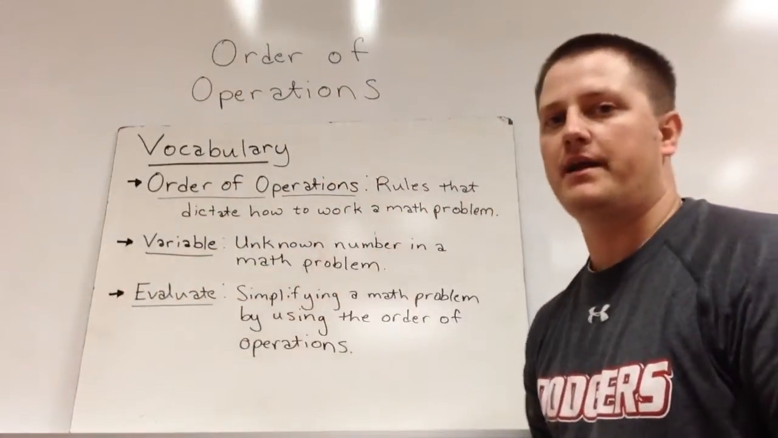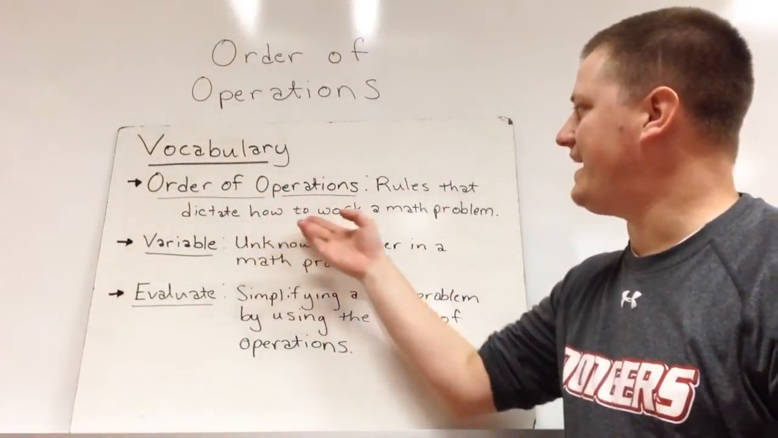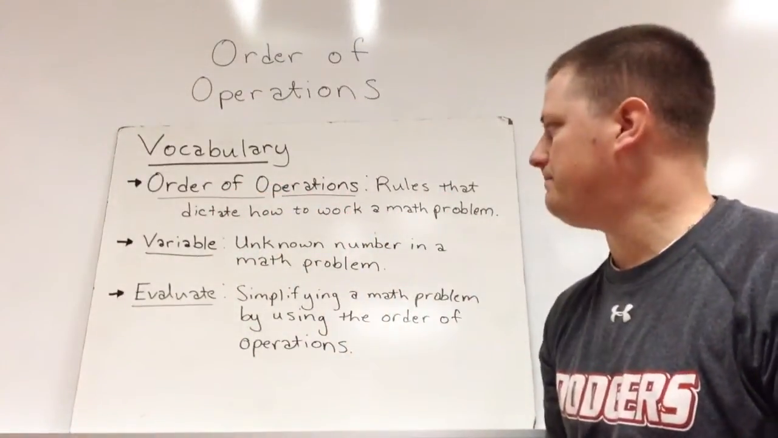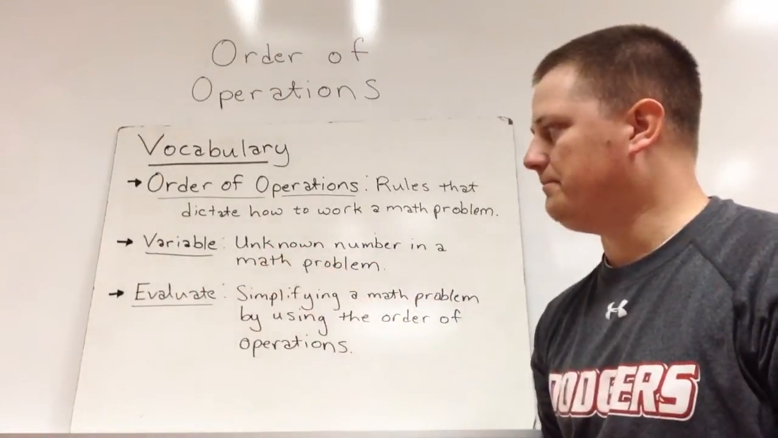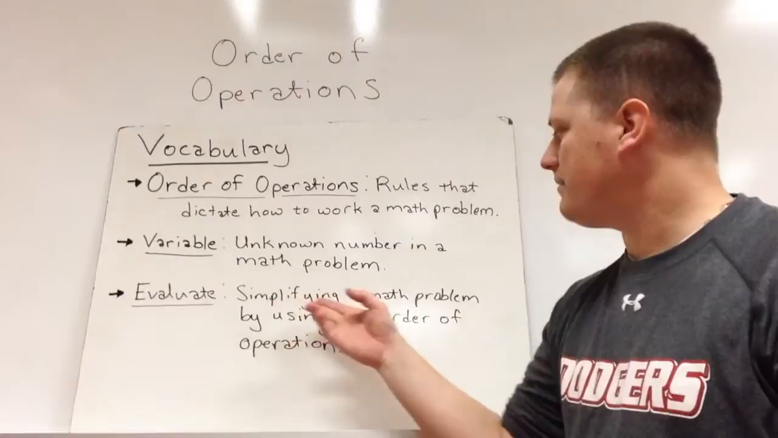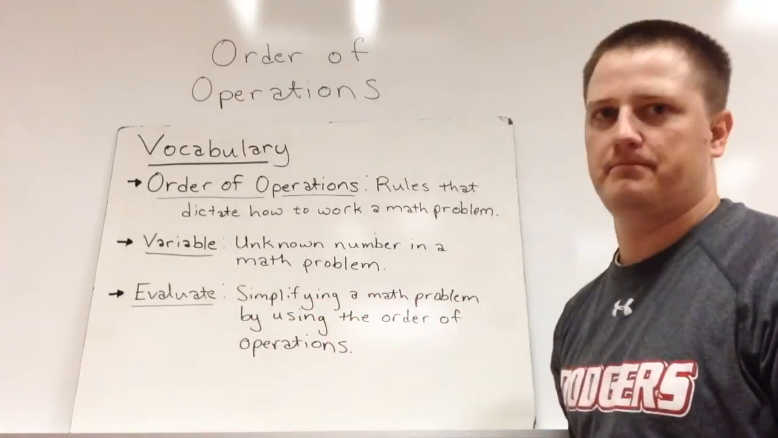The vocabulary to get us through this is: the order of operations, rules that dictate how to work a math problem; variable, an unknown number in a math problem; and evaluate, simplifying a math problem by using the order of operations.